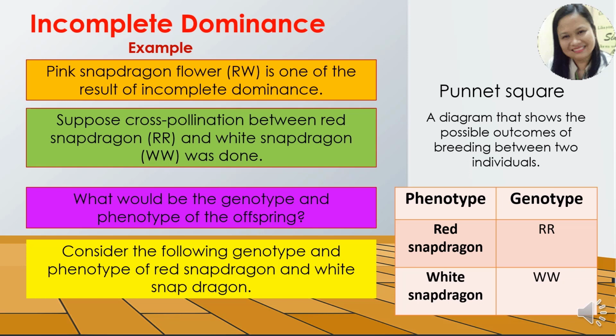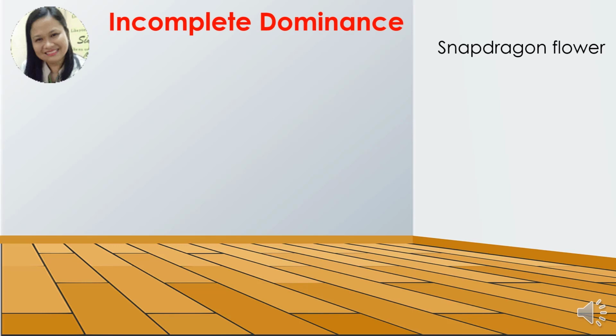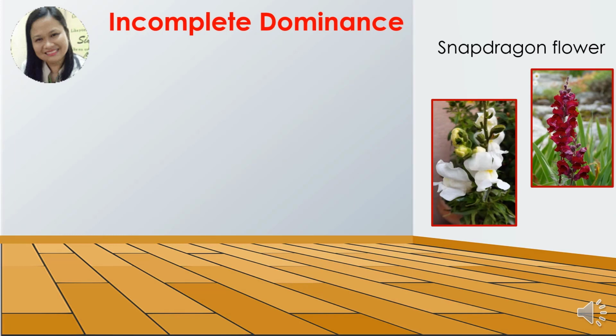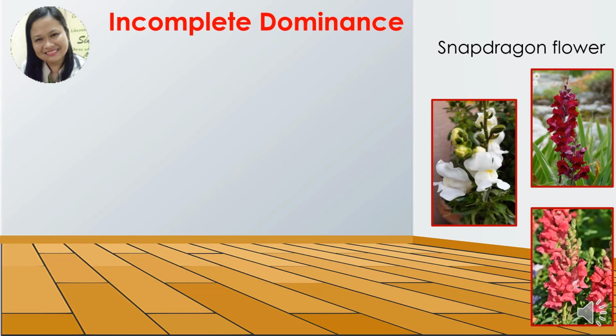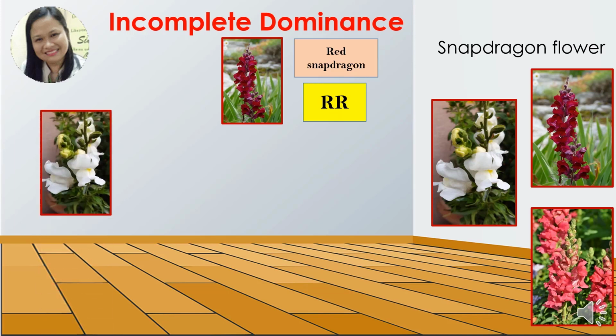For you to know the possible outcomes of breeding, you have to use Punnett square. Snapdragon flower. We have red, we have white, and we have pink snapdragon. Suppose red snapdragon RR was cross-pollinated with white snapdragon having a genotype of WW.